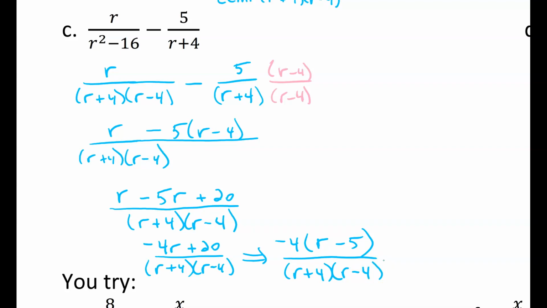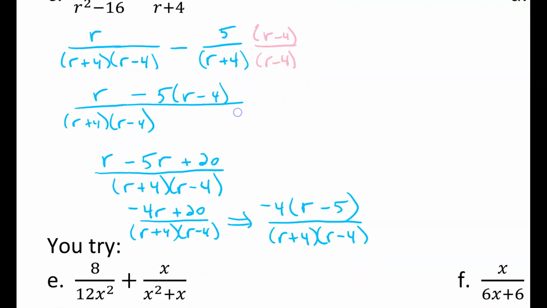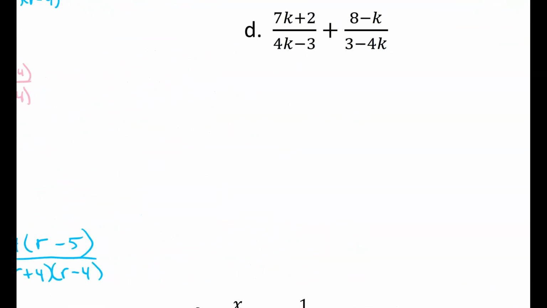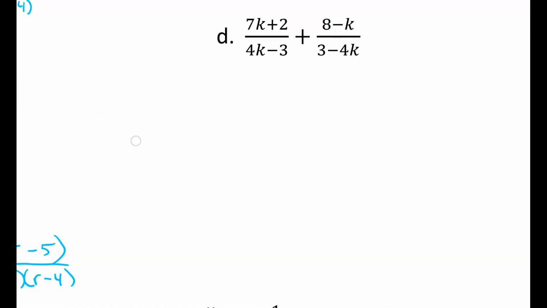Any questions on what we did on this one? And again, we didn't simplify any of the terms, so therefore there's no reason to mention what r cannot be. All right, one last one here. I have 7k plus 2 over 4k minus 3 plus 8 minus k over 3 minus 4k.